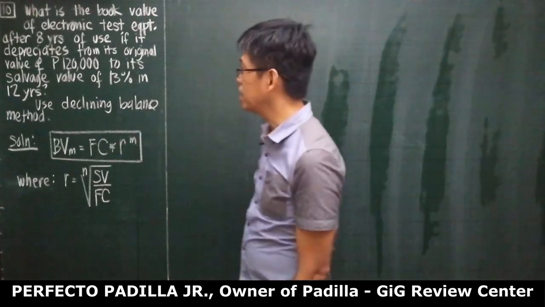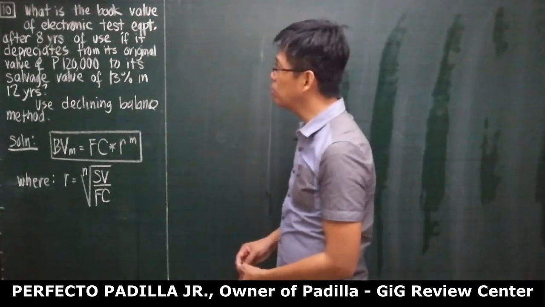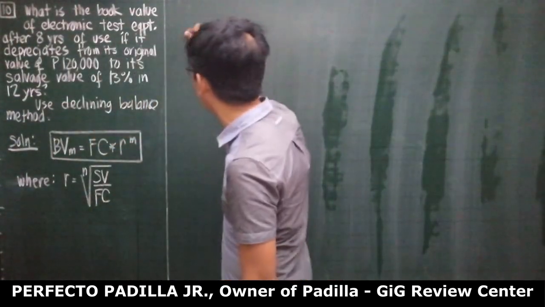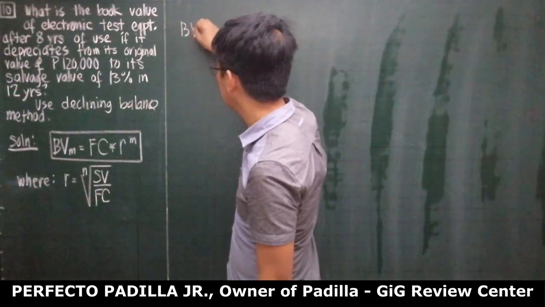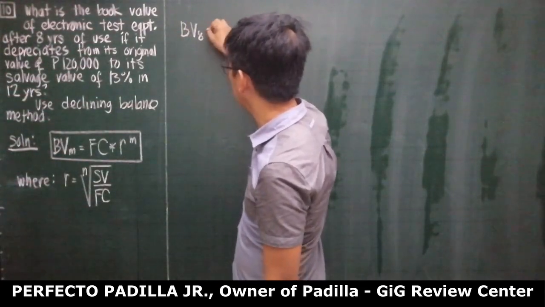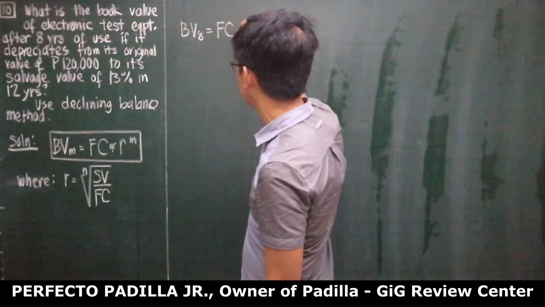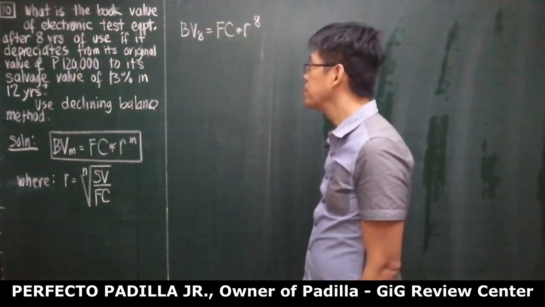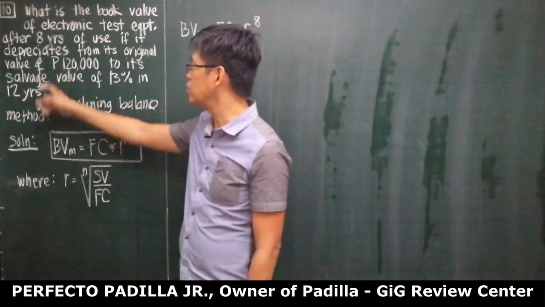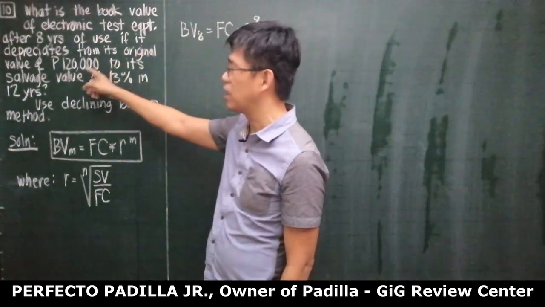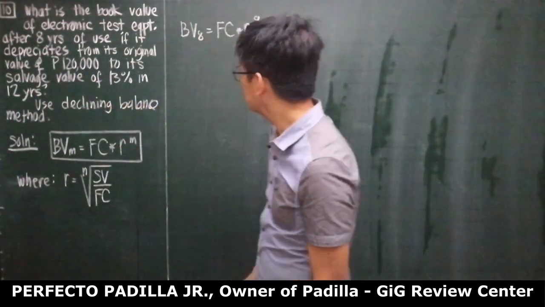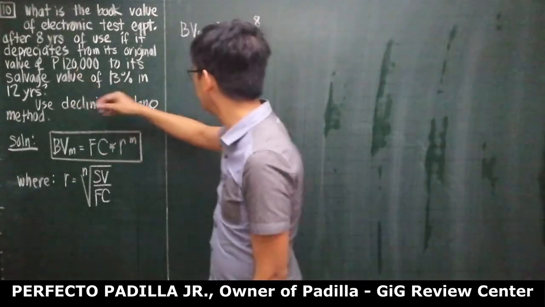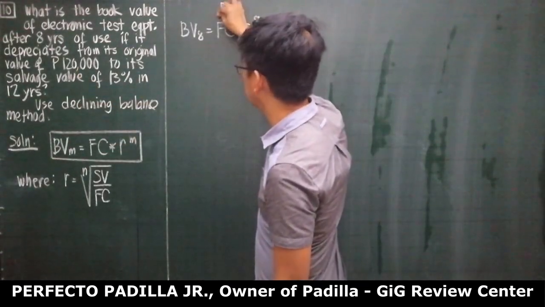So, let me illustrate how to use this. What is the book value of electronic test equipment after 8 years? So, what we are looking for is BV8. BV8, we know, is the first cost times the common ratio raised to 8. Now, our first cost here, from its original value of 120,000, so 120,000 is the original value. So, our first cost is 120,000.